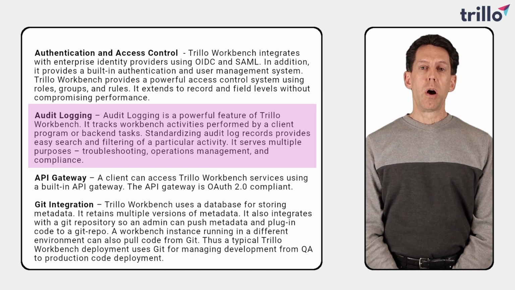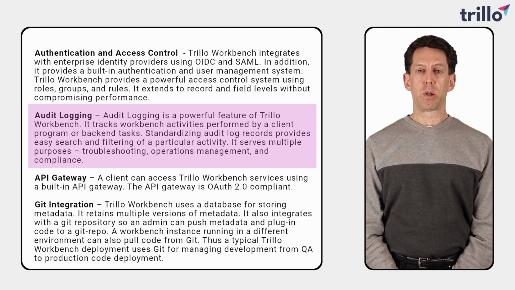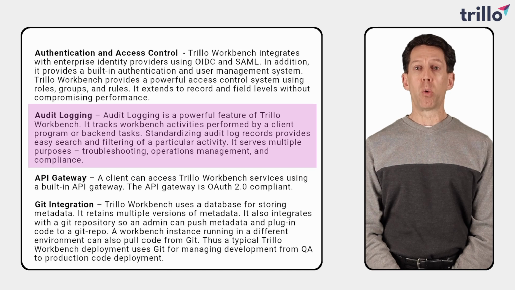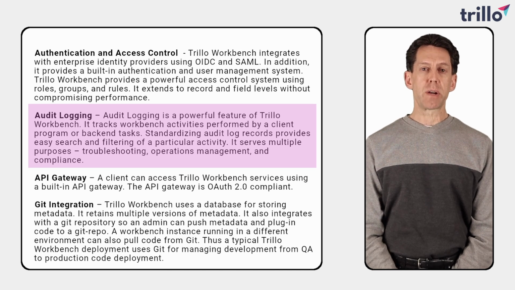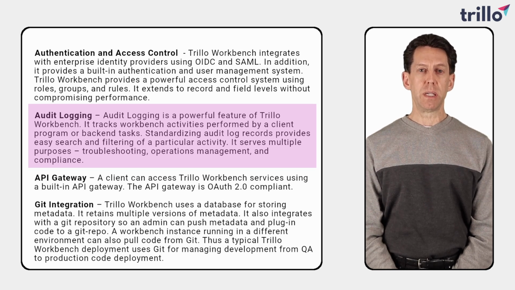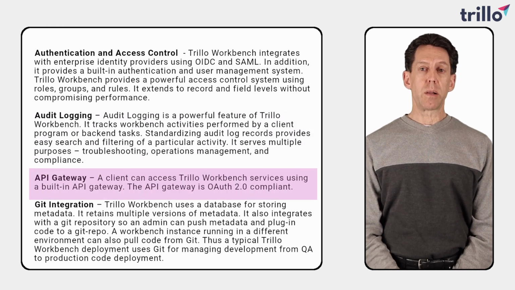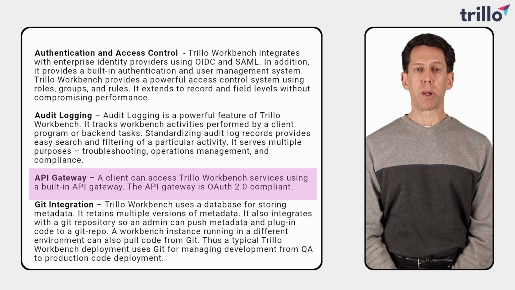Audit logging. Audit logging is a powerful feature of Trillo Workbench. It tracks Workbench activities performed by a client program or backend tasks. Standardizing audit log records provides easy search and filtering of a particular activity. It serves multiple purposes: troubleshooting, operations management, and compliance. API gateway. A client can access Trillo Workbench services using a built-in API gateway. The API gateway is OAuth 2.0 compliant.